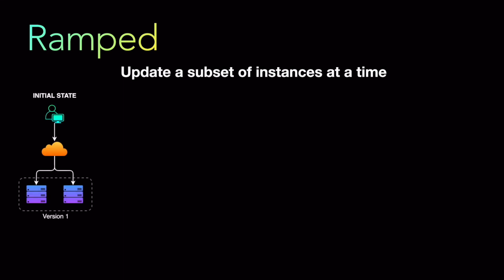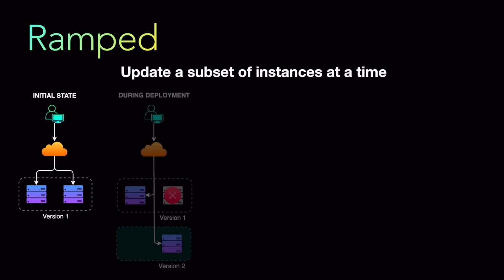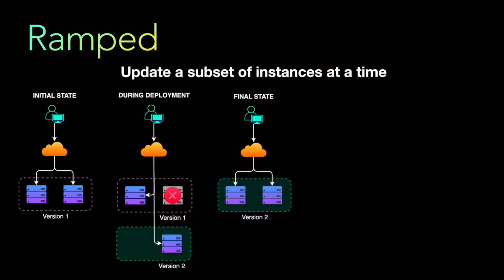So let's say this is the initial state that we have. And during deployment, what you're seeing is we have taken down one of the clusters or one of the service tasks, right? And moved that to version 2, right? So we have deployed version 2 in one of the clusters, and the other cluster is still serving version 1 traffic, right? And then in the final state, you are deploying version 2 in all your clusters or all your environments, right? So that is the ramped deployment, which is a rolling update deployment, right?